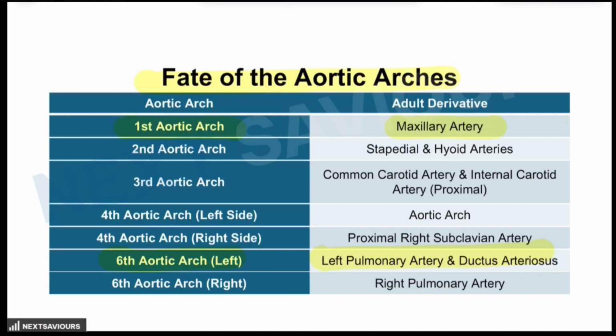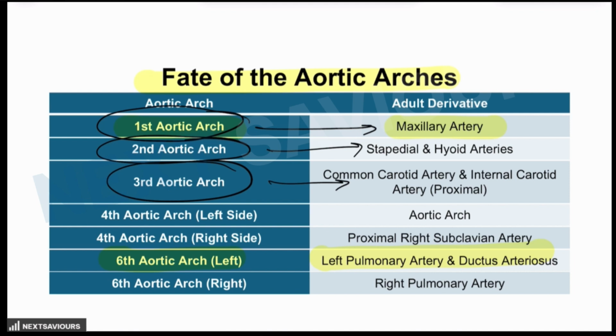And how? As we have just talked about, the first aortic arch results in the formation of the maxillary artery. The second aortic arch results in the formation of the stapedial and the hyoid artery. The third aortic arch leads to the formation of the common carotid and internal carotid artery. The fourth aortic arch of the left side forms the aortic arch, but the fourth aortic arch on the right side results in the formation of the proximal right subclavian artery.